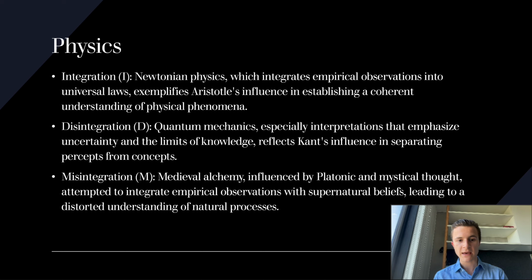Now an example of M in physics is medieval alchemy. So we're all trying to find the elixir of youth, or whatever it is they were trying to find, the philosopher's stone. And this is just magic. It's the one without a many. It has no basis in objective reality. So that's an example of misintegration in physics.